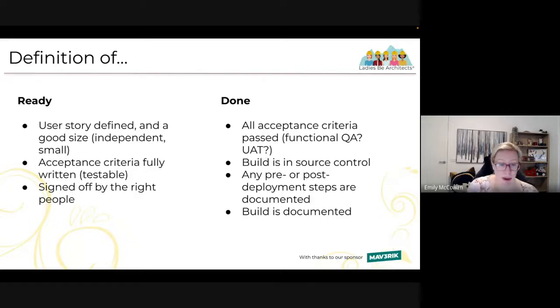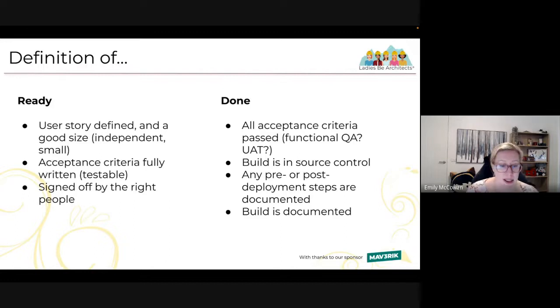Things like is the build in source control whenever it can be. So has the PR been raised? Maybe it needs to be deployed manually. So alternatively, any of those pre or post deployment steps are documented. The build is documented in whatever way you've decided as a team you want to document it. Anything else, really? That's the beauty of doing this together as a team, is that you get to decide what it is and then you can hold one another to account.